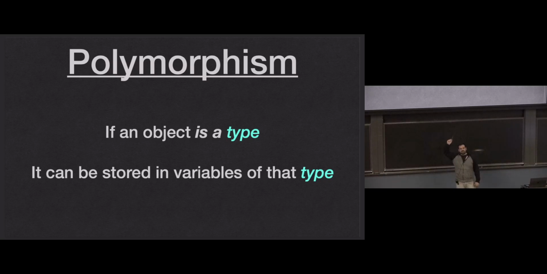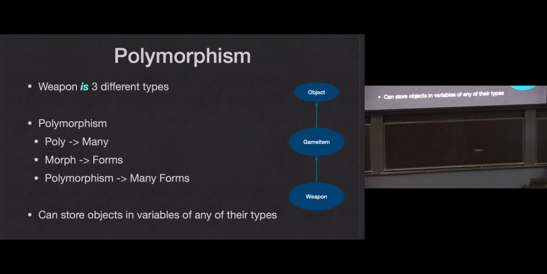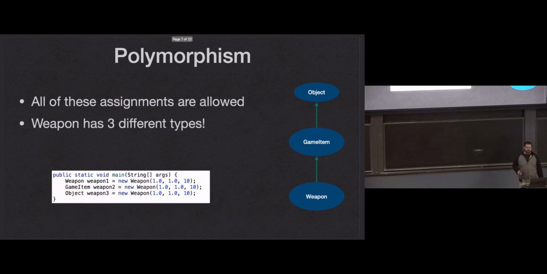This is the part that makes it polymorphism, when we start taking objects of one type and storing them in variables of another type, of a type that isn't their own type. A weapon is three different types. A weapon is a weapon, a weapon is a game item, a weapon is an object. Polymorphism, if we break it down: poly for many, morph for forms, many forms. A weapon has three separate forms, either object, game item, or weapon, and it can masquerade as any of those three types. I guess it's not masquerading if it's a weapon, but it can masquerade as the other two types. Like this. This is all valid code. This compiles, this runs. This is all legal.